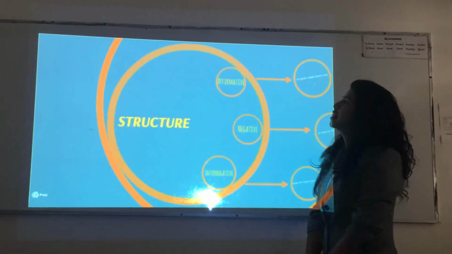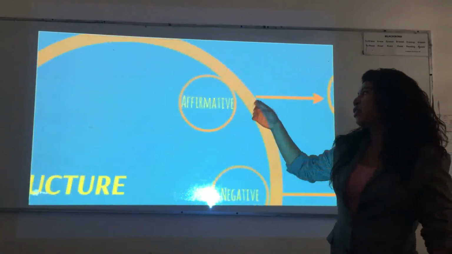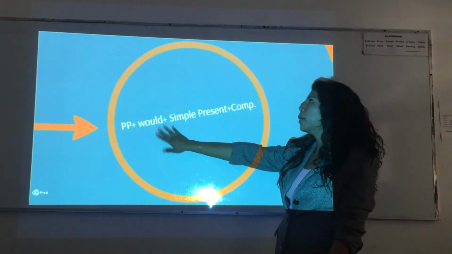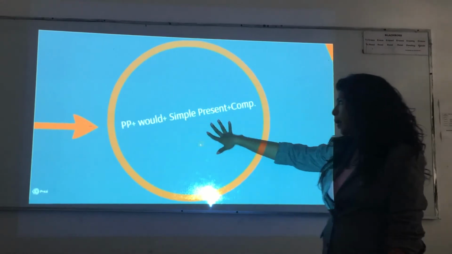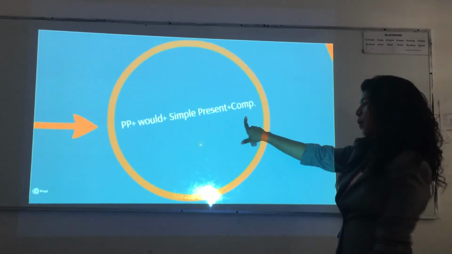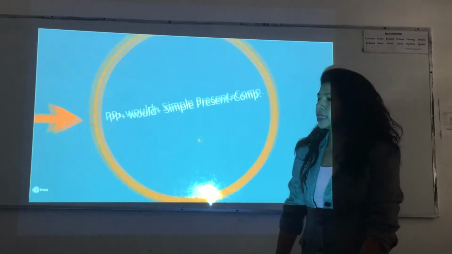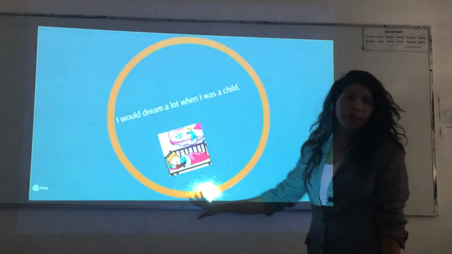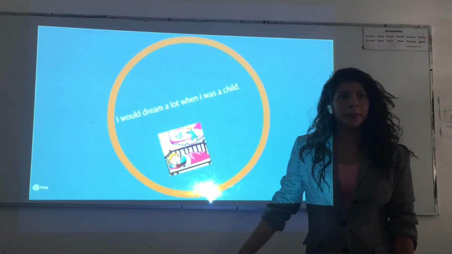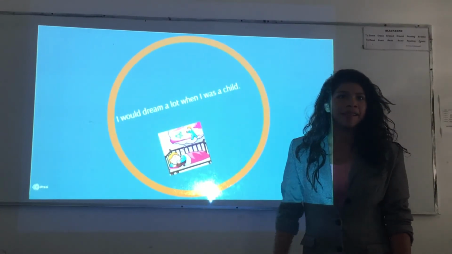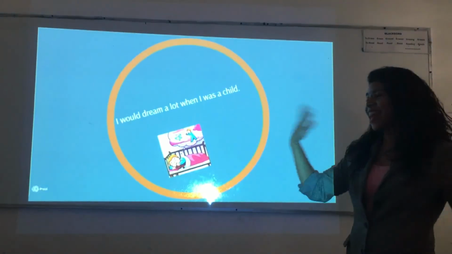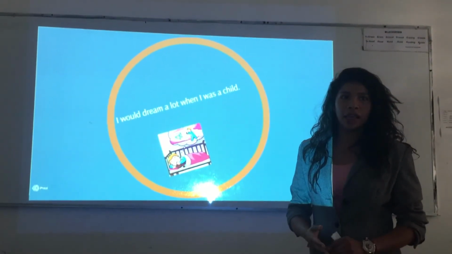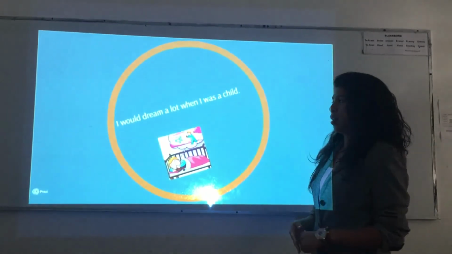For the structures, the affirmative form is pronoun plus would plus simple present plus a complement and the period. An example is, I would dream a lot when I was a child. Can anybody else give me another example? I will stay in my house, but I have to study.